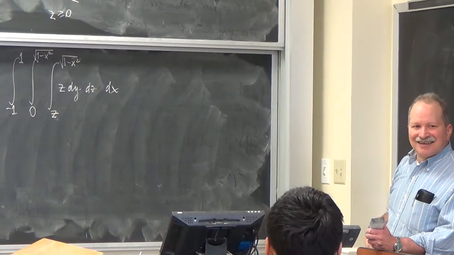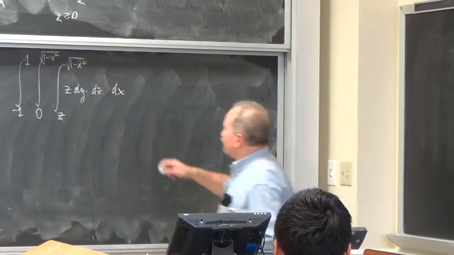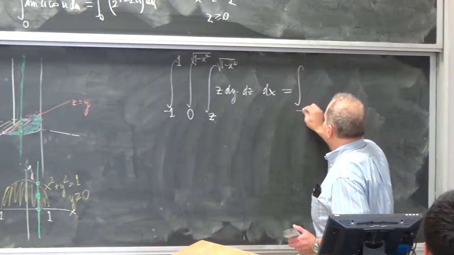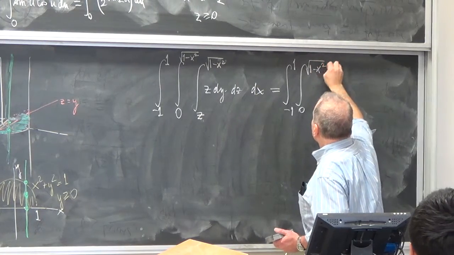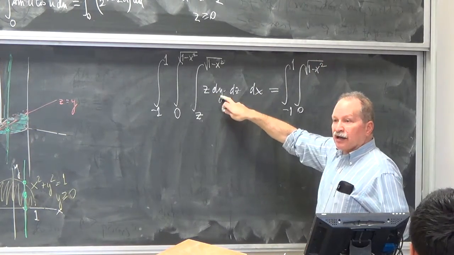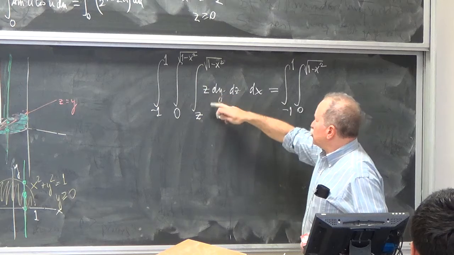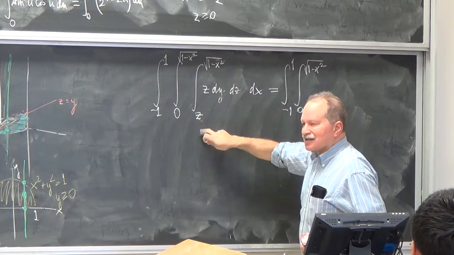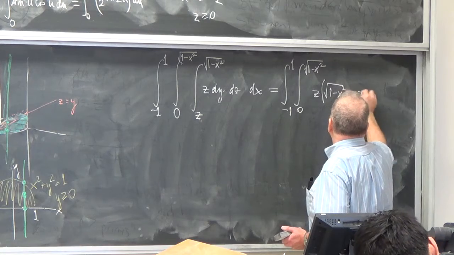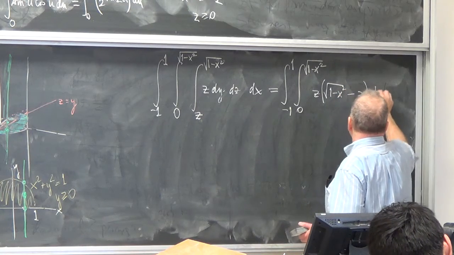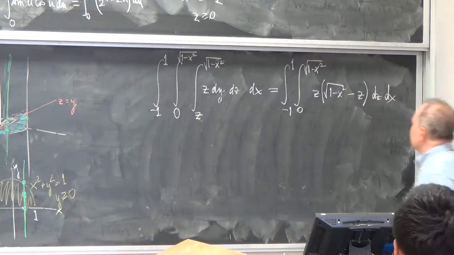It may cancel, it may not cancel. Well, let's find out. What's the innermost integral going to do? Integral of z dy. So I have to do z times this minus this. And then integrate dz, and then integrate dx.